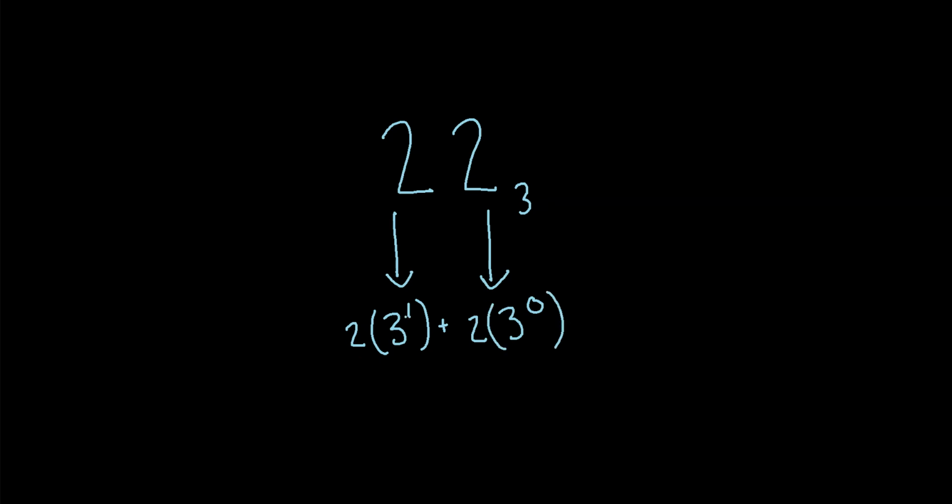So what do we get? Well, 3 to the first is 3, so 2 times 3, this is 6, plus 3 to the 0. Anything to the 0 power is just 1. So really this is 2 times 1, which is just 2. So our final answer is 6 plus 2, which is 8. So 2, 2 as a base 3 number corresponds to 8 as a base 10 number.